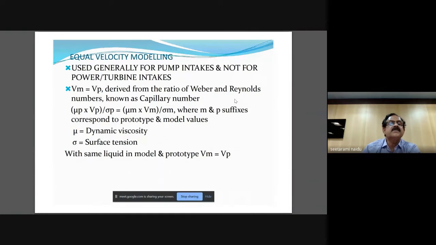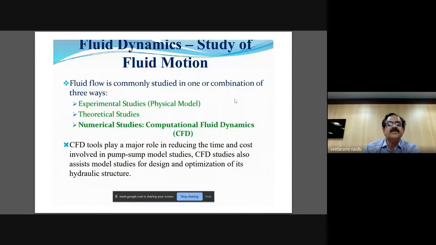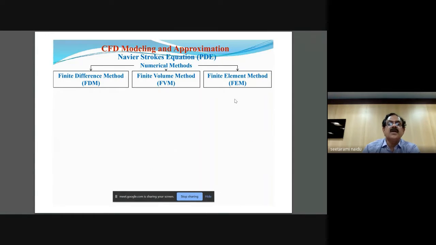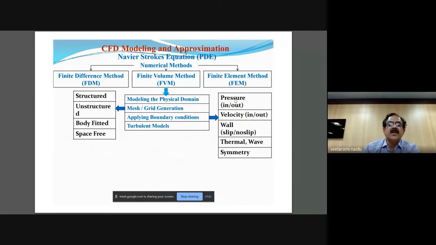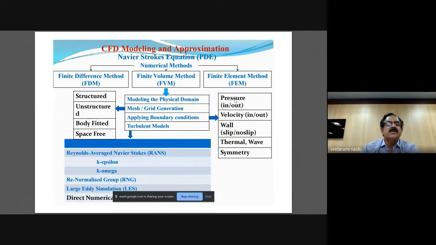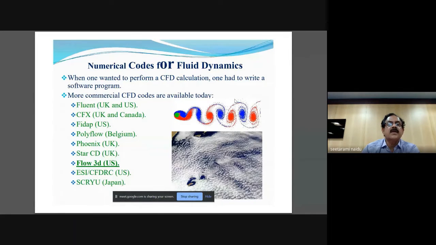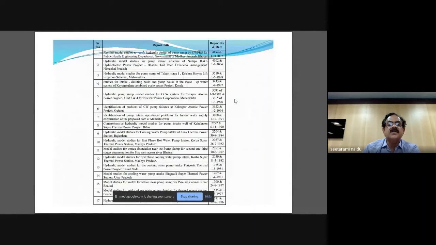Okay. This is a study of fluid motion. CFD modeling, here it is explained. You can have a look. These are some of the codes given, some of the typical studies done for studies like Kayangulam, Korba, Kakrapar, etc.